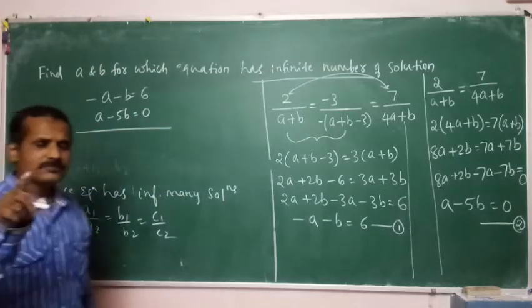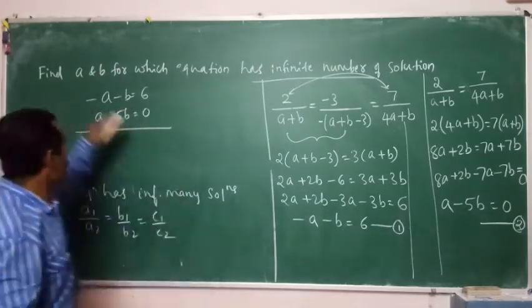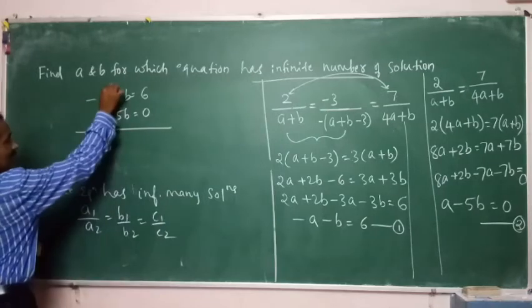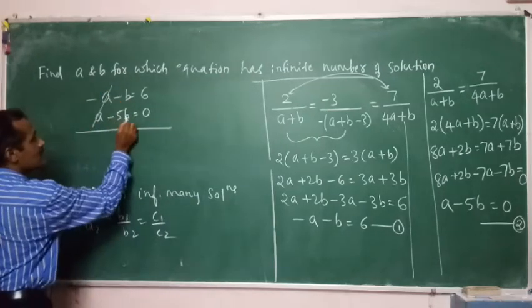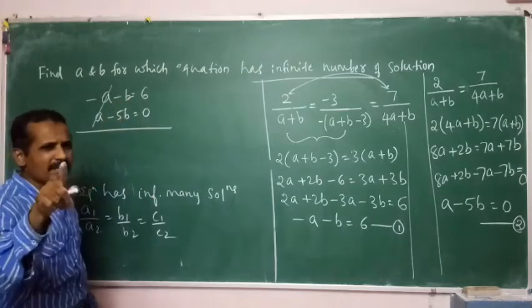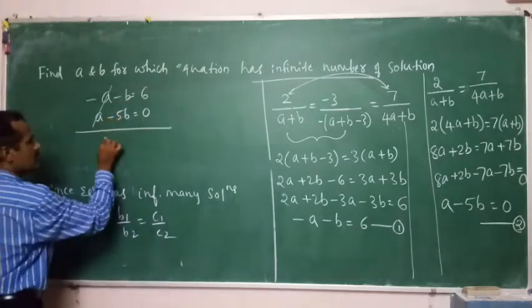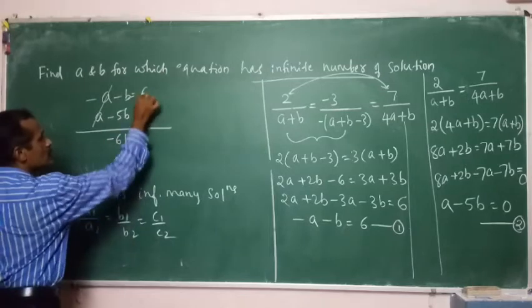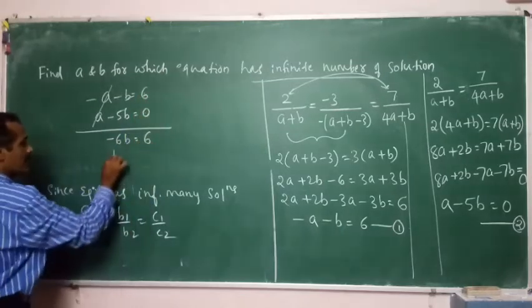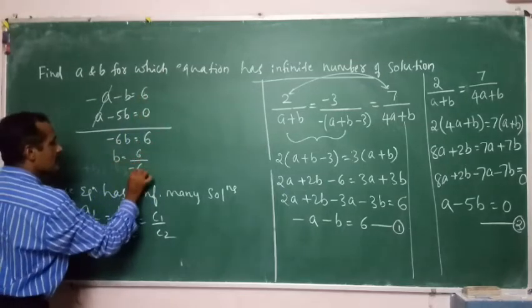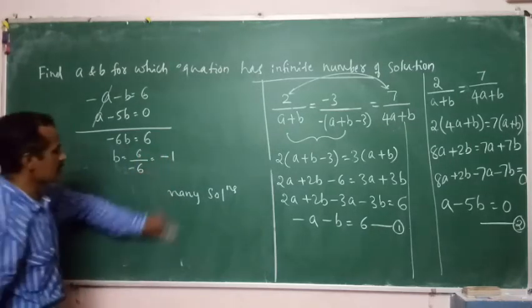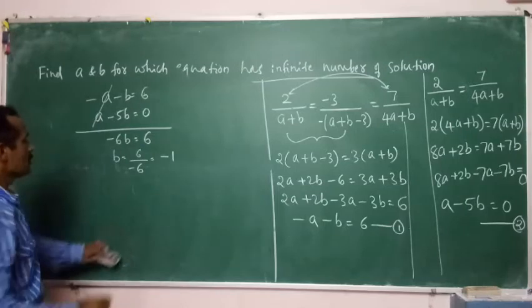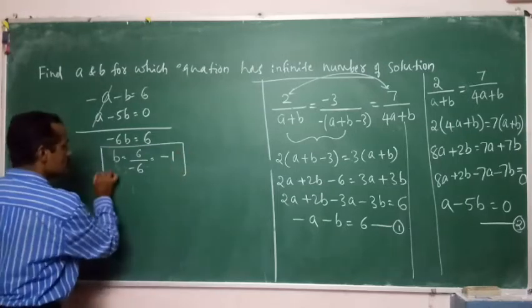My dear children, no need to change the sign because minus A plus A readily gets cancelled. Minus B minus 5B, minus B means minus 1B. Minus 1B minus 5B is minus 6B, equal to 6. B is equal to 6 by minus 6. The answer is minus 1. One of the values you have found.